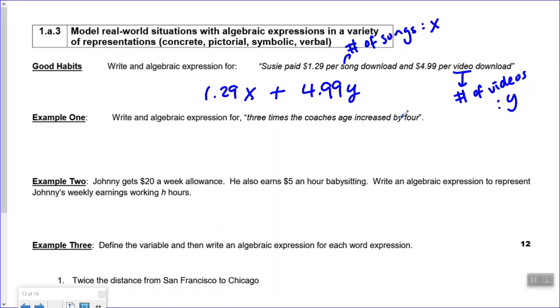Write an algebraic expression for 3 times the coach's age increased by 4. So I'm going to set the coach's age as variable x. And it's 3 times x, increased by 4, add 4.